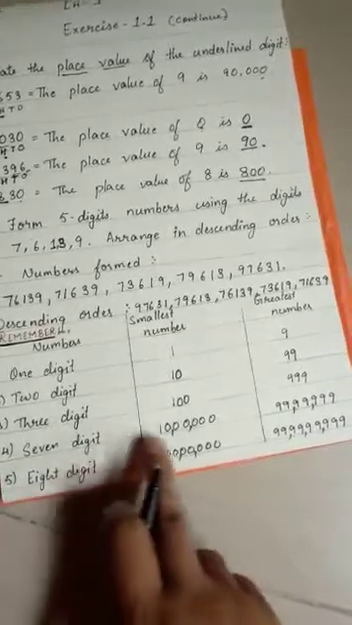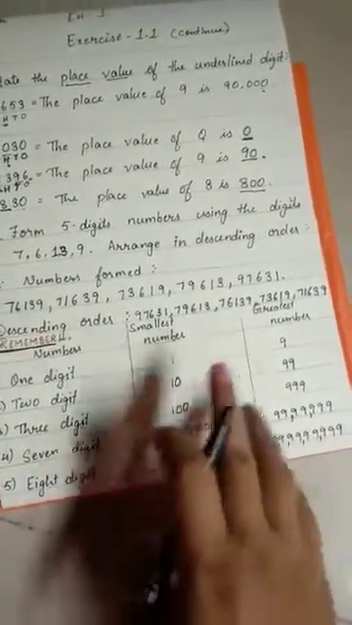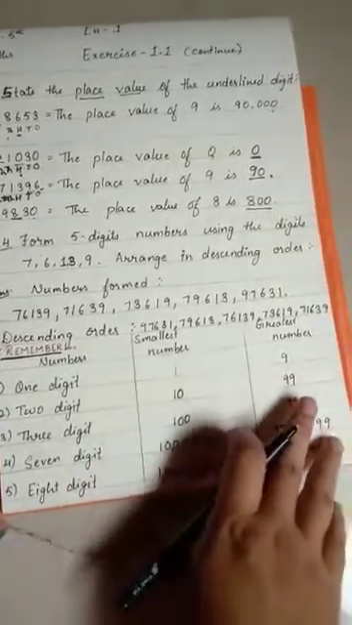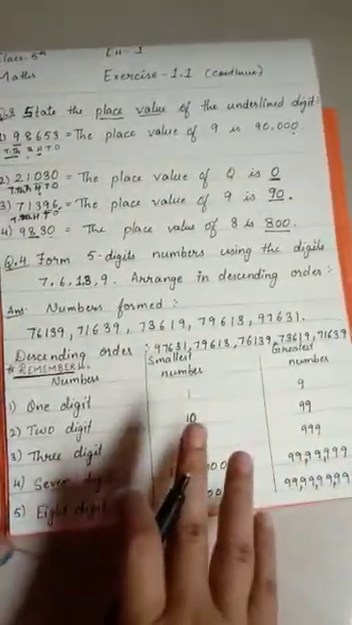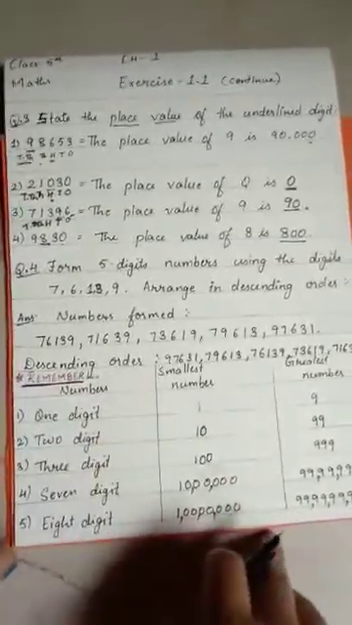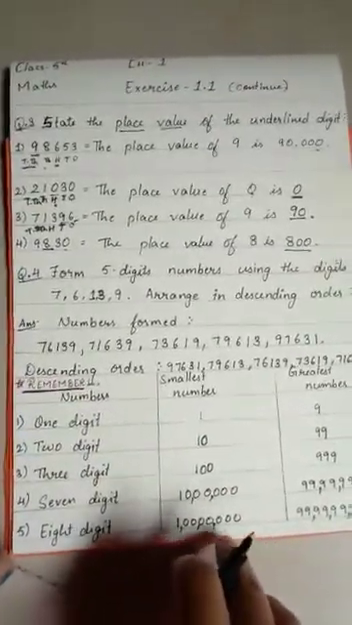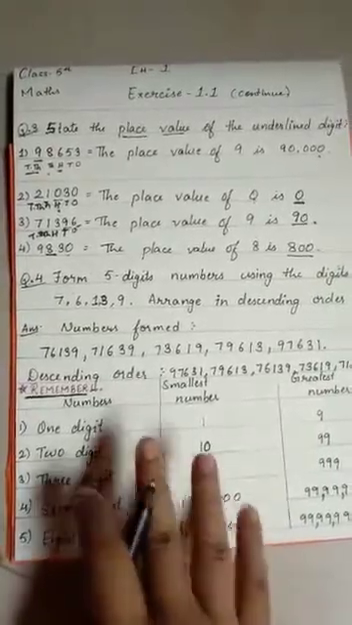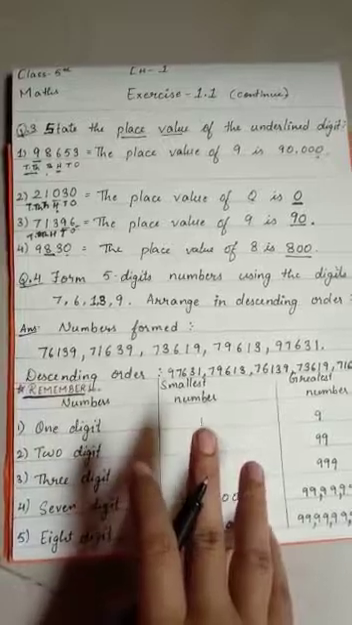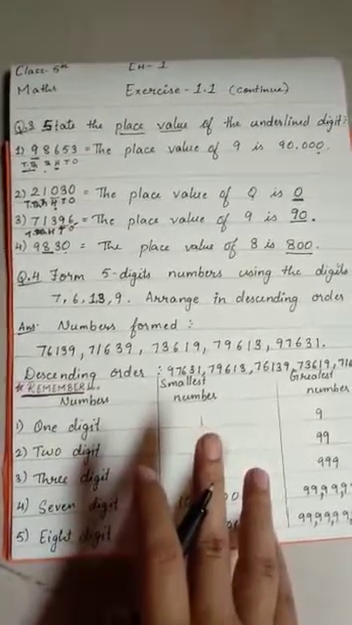Understood? Like this, you can make different digit numbers by using the smallest or greatest number, and this is very important for you. You have to remember and practice it well by writing in your notebook also. Okay, so here we end with exercise 1.1. We'll meet for exercise 1.2 in our next class.